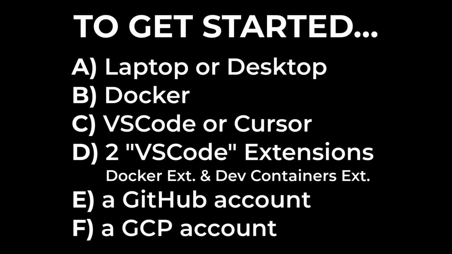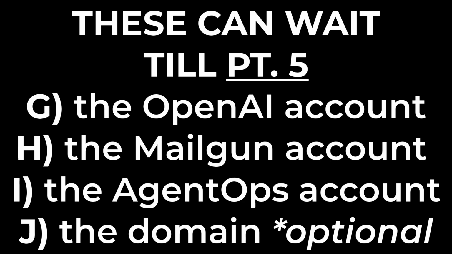So what I'm saying is setting up Docker, a code editor, two VS Code extensions, a GitHub account, and a GCP account is enough to get started. The remaining items can wait till part 5, those being the OpenAI account for powering our agents, the Mailgun account for delivering our AI-generated emails, the AgentOps account for monitoring our agents, and optionally, the domain.